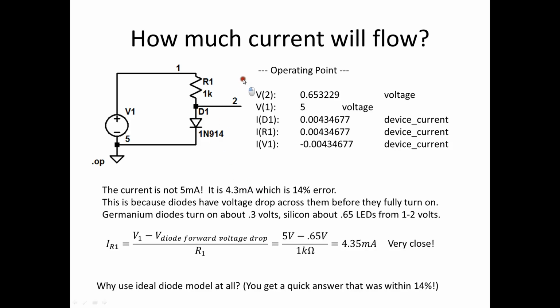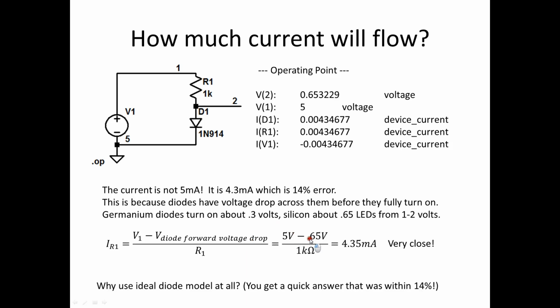Now we'll simulate it. Well, it turns out that across this diode, in the ideal diode, there was no voltage drop, but notice V2 is 0.65. What happened there? Well, we'll talk about that a little bit later. Interestingly enough, the current is 4.3 milliamps, not 5 like we had said. Now, this is a 14% error. And the reason why is that diodes do have a voltage drop before they really turn on. And you can call it V forward or V diode forward voltage drop, but it does exist.